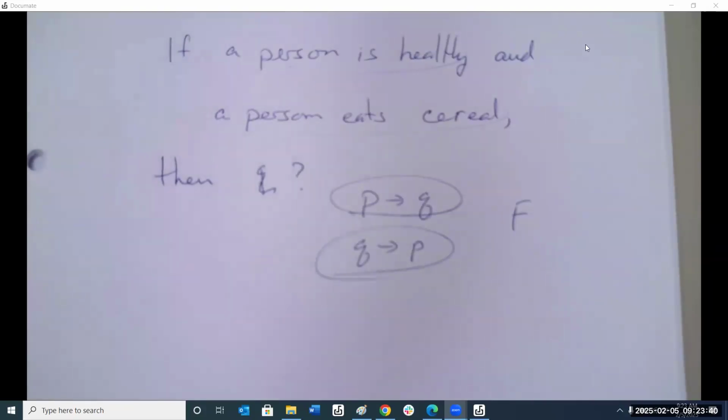So that's 2.1 homework. You should do that now.